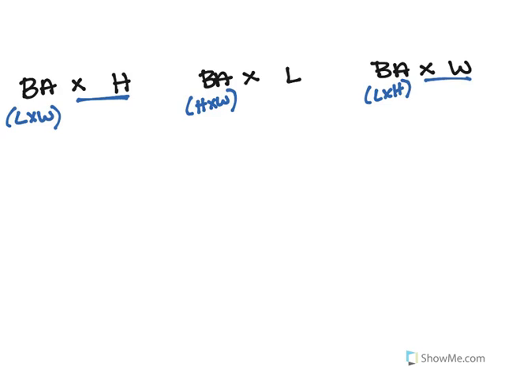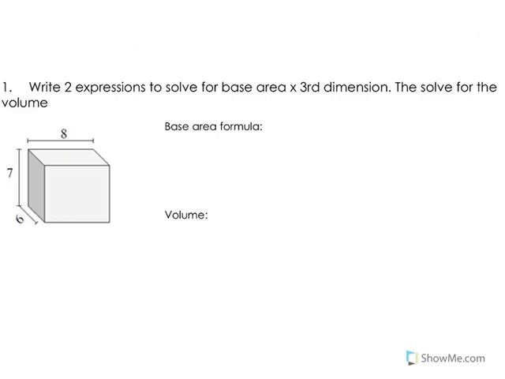So again, base area means that we already multiplied 2 dimensions together, and we're then just multiplying by that 3rd leftover dimension. So let's see how this plays out in this problem. We need to write 3 expressions to solve for base area times 3rd dimension. I know that means I could have base area times height. That could be base area times length, or that could be base area times width.